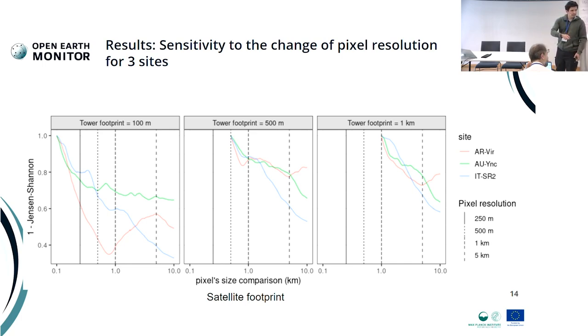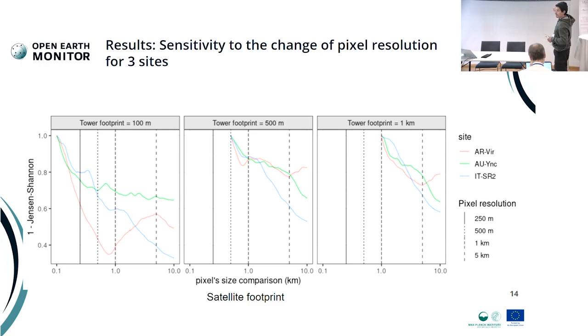Okay. On the top, we have the tower footprint that is equal to 100 meters, 500 meters, and 1 kilometer. In the y-axis, we have 1 minus the Jensen-Shannon. Remember that 1 means that both distributions share the same information, and 0 means that the distributions don't share any information at all. And then the color represents different sites. The vertical lines represent different pixel resolutions.